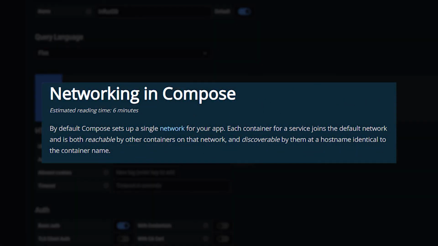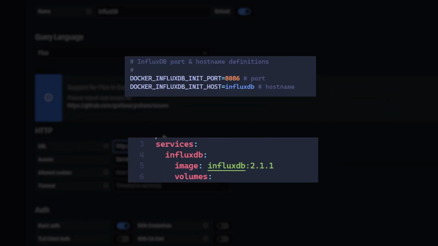And for the URL, we're going to set it to http://influxdb:8086. Remember, because these devices are inside the same Docker network, they can communicate with each other just by hostname. And if you can recall, we defined our hostname in that environment variable file for InfluxDB to match the service name, which is what is recommended.